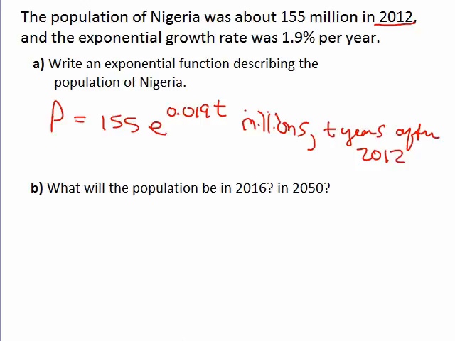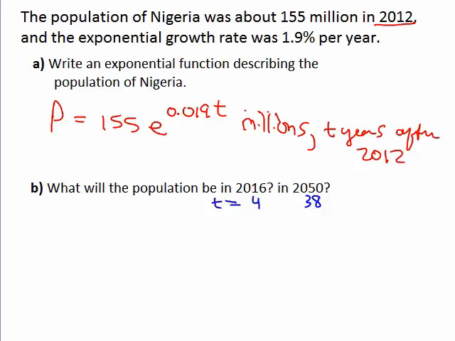Now in Part B, they want me to use my model to find the population in 2016 and in 2050. So starting with 2016, the t that I'm going to use, because t is the number of years after 2012, is going to be 4, because this is 4 years after 2012. And when I get to 2050, that's 38 years after 2012. So those will be my t values.